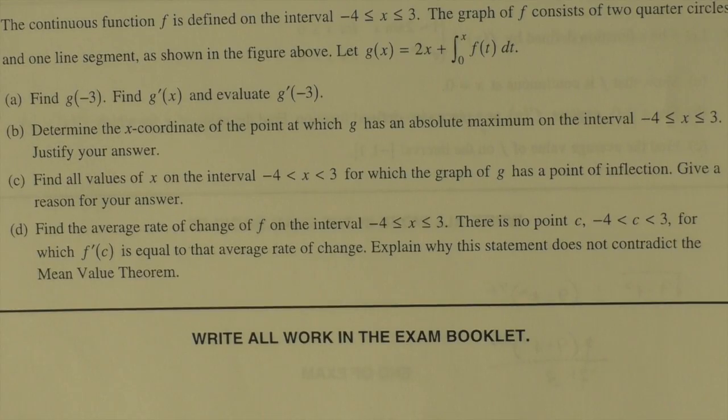For part C of the problem, we will find all values of x on the interval -4 to 3 for which the graph of g has a point of inflection. Give a reason for your answer. To find a point of inflection, we need to find the second derivative of g, equate that to 0, find all possible points of inflection, and use the second derivative test. We'll start by finding the second derivative of g.